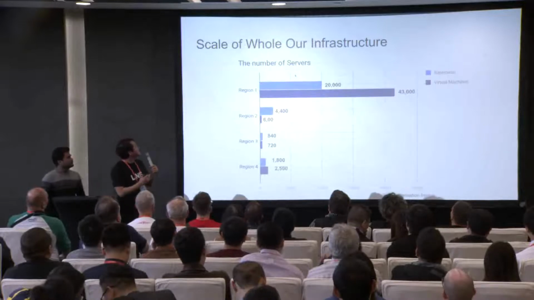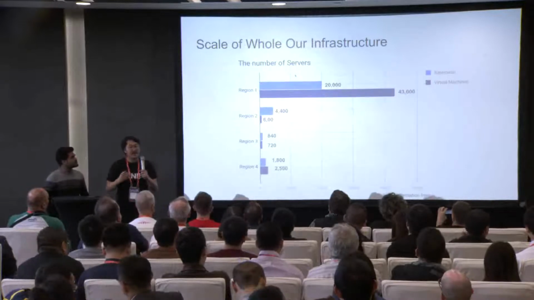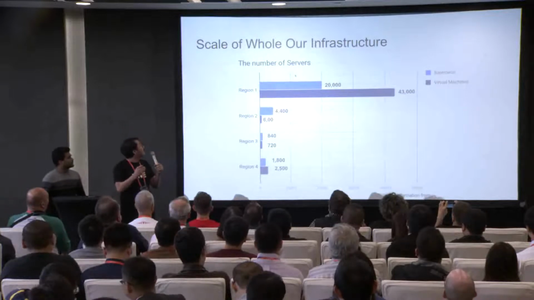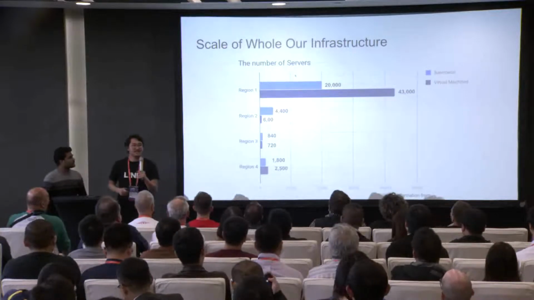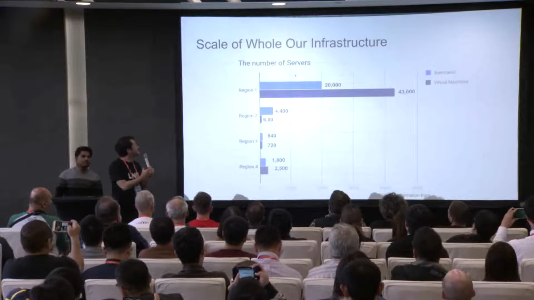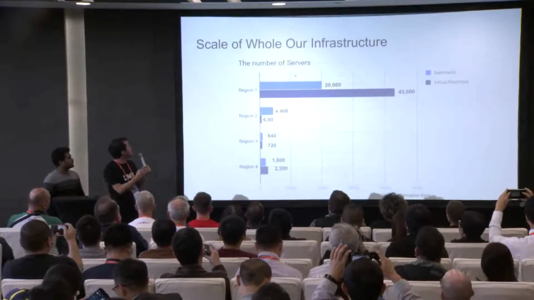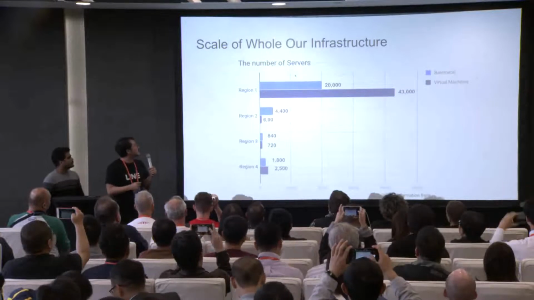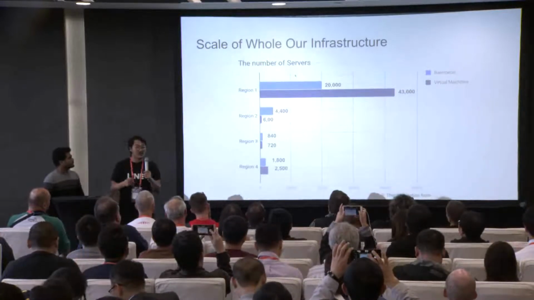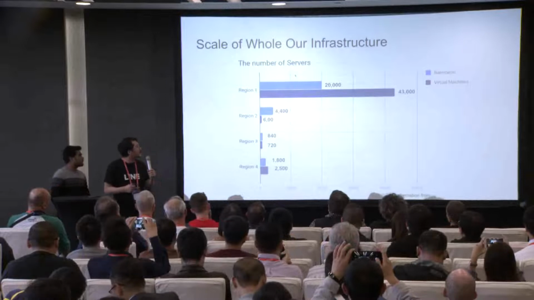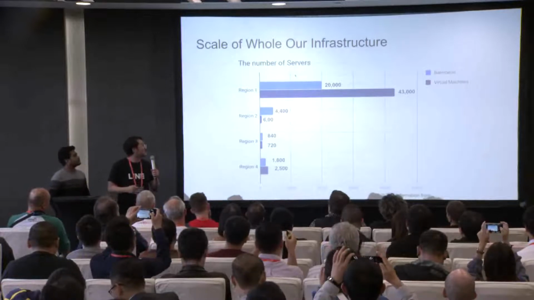And this slide explains Line's whole infrastructure scale. This number does not include the spare servers, but still, if we look at the largest region, we have right now 20,000 bare metal servers, and also 43,000 virtual machines.